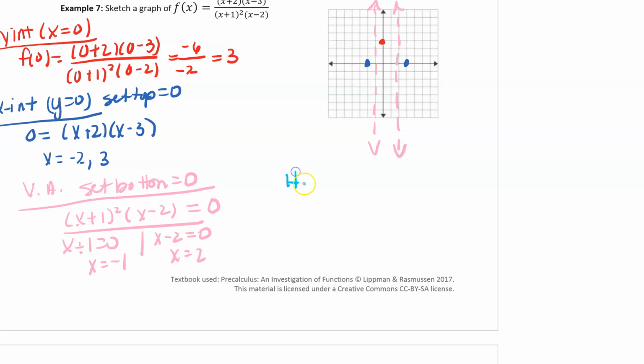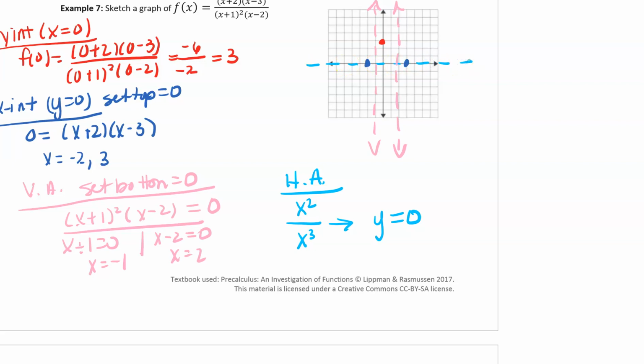Lastly, I'm going to look for my horizontal asymptotes. Now I'm going to look at the top. The top, if I multiply them together, would be an x squared. On bottom, it would be an x cubed. And so that means, like the one above, I would have a horizontal asymptote at y equals 0. So I'm going to draw that here.